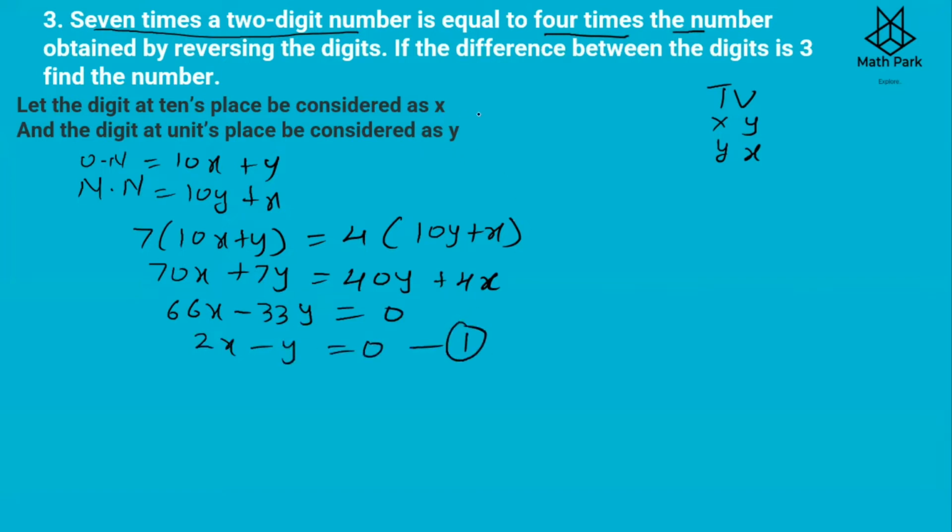The second says the difference between the digits is 3. Okay, if the difference between the digits is 3, if I take y minus x is equal to 3, this is my equation number 2. Okay, let us solve these two equations.